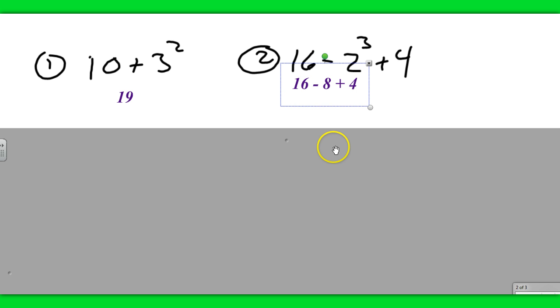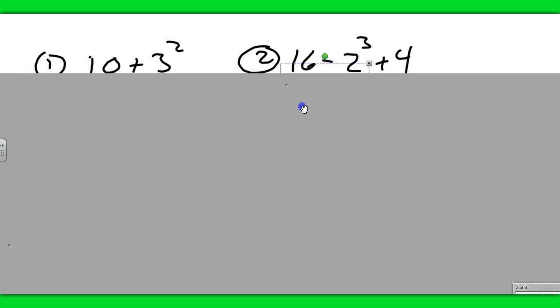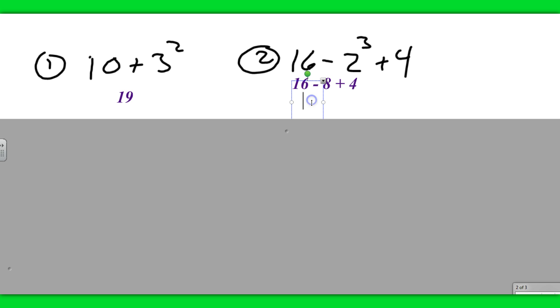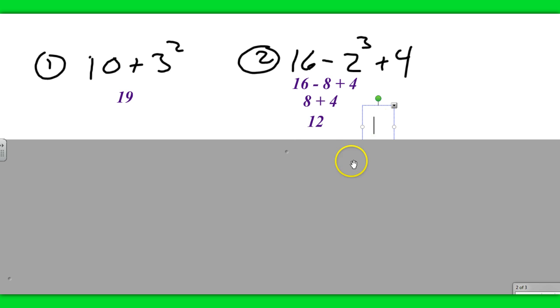Okay, now as we look at this, we say, what do we do first? I have subtraction and addition. Well, PEMDAS tells us do either of those. Do the first one that comes from the left, right? So left to right, 16 minus 8 is 8. And then 8 plus 4 is what is left. And so we have 12. So your answer here should be 12.